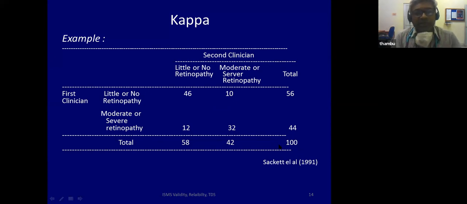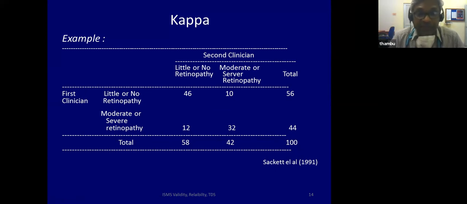So commonly people will just say agreement is 78 out of 100. So often that was the way in which people reported agreement statistics. Remember here, there is no gold standard. Neither of them is a gold standard. They both have been taught how to look at retinopathy. So presumably they should agree 100% of the time.